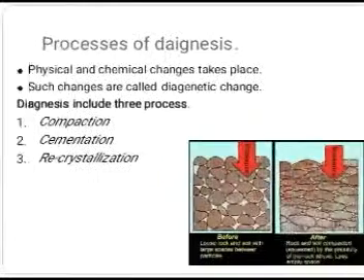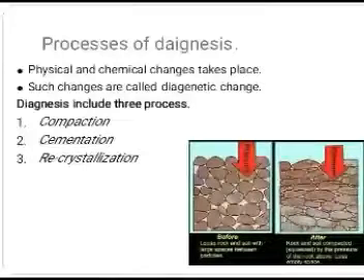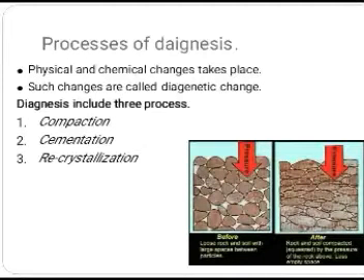Process of diagenesis. Physical and chemical changes take place. Such changes are called diagenetic changes, and they include three processes. The first is compaction, then cementation, and recrystallization.